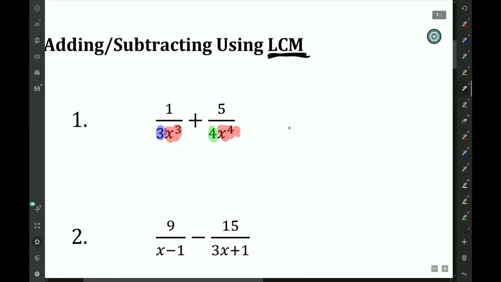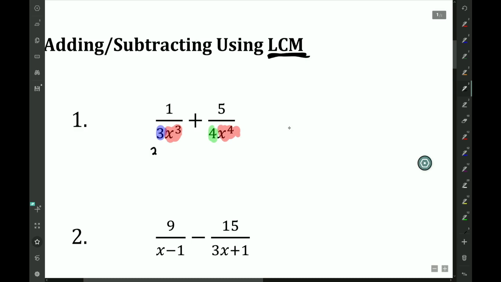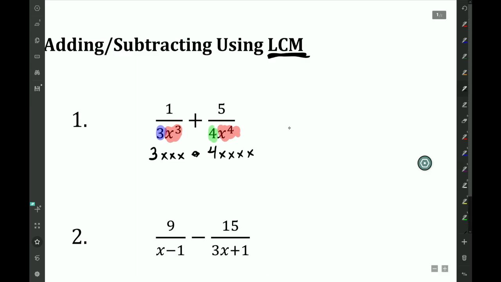Okay, first off, let's deal with these x's. So if we were to rewrite this denominator, it's like saying I have 3x times x times x. Here I have 4x times x times x times x. Okay? We need these in some way, shape, or form to be the same. So what I like to play is it's kind of like a puzzle. We need to fill in the missing pieces.